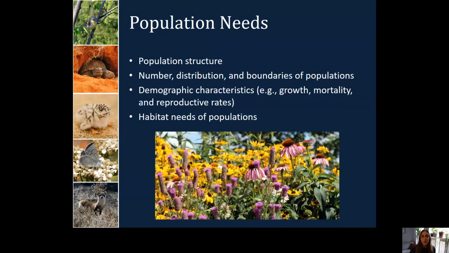We also collect information on what populations need, starting with population structure, which could, for example, be a single population or multiple populations or a meta-population structure. We also look at information on the number, distribution, and boundaries of populations, demographic characteristics such as growth, mortality, and reproductive rates, and also the habitat needs of populations, such as patch size and connectivity requirements.